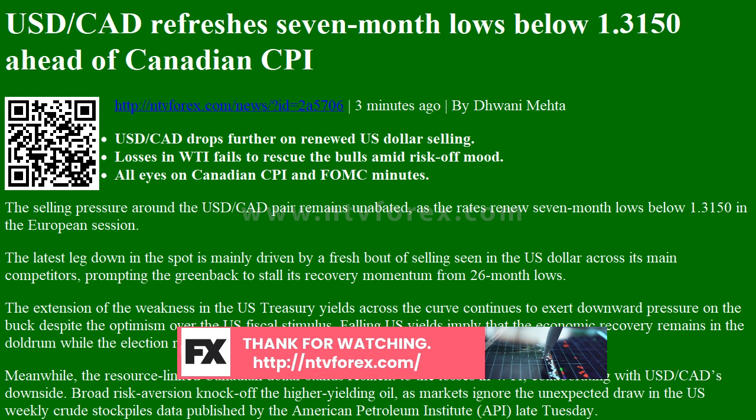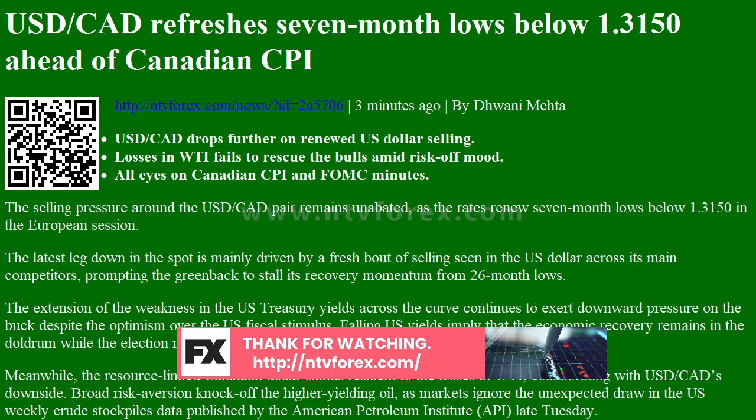USD/CAD additional levels. USD/CAD overview today. Last price 1.3147 today. Daily change 0.0021 today. Daily change percent 0.16 today. Daily open 1.3168. Trends: Daily SMA 20 1.3329, daily SMA 50 1.3476, daily SMA 100 1.3707, daily SMA 200 1.3532.